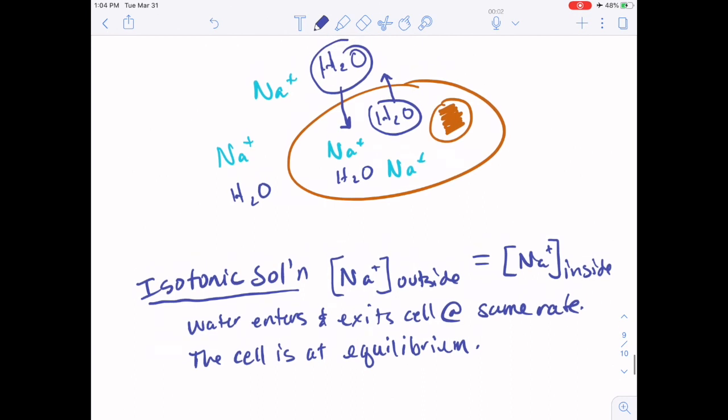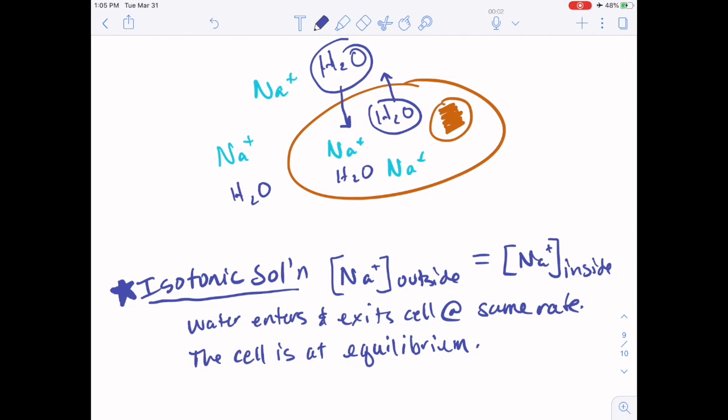Water enters the cell, it exits the cell, same rate, no big whoop, cell's at equilibrium, so nothing really interesting is happening there. But I wanted to let you know that equilibrium is a really nice thing for the cell. That's what it's always trying to achieve anyway. So there's no concentration gradient, so you're not going to have an overall movement of water in any particular direction. So that's isotonic.